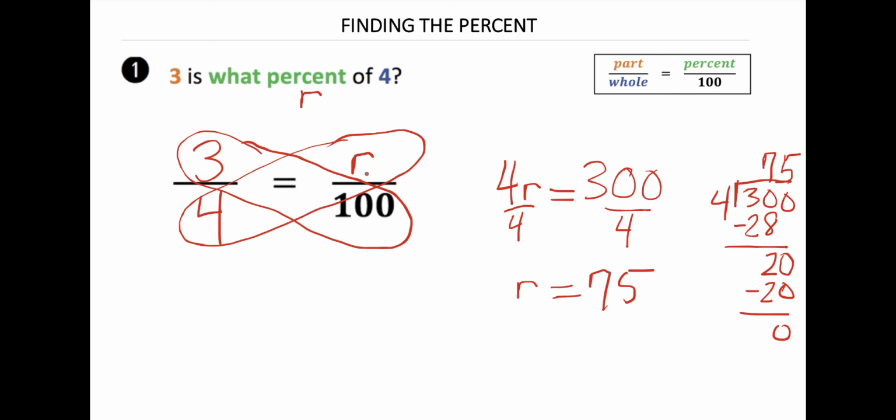Now if we go back up here and we look at our original equation, the r is over 100. It's the percent. That's what we're looking for. So the answer to this problem is 75%. In the next video, let's practice finding percents using the proportion method.